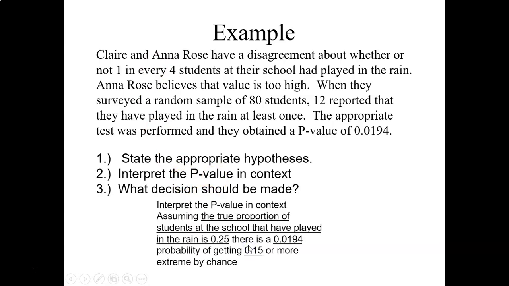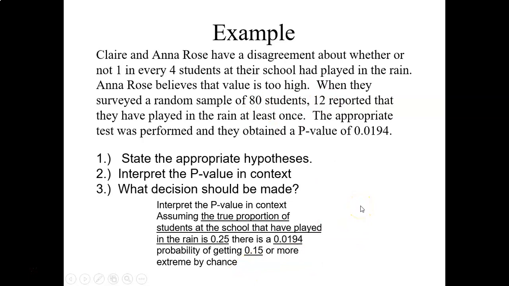Okay, what about our interpretation? Interpret the p-value. Assuming that the true proportion of students at the school that have played in the rain is 0.25, there is a 0.0194 probability of getting 0.15 or more extreme by chance. Where did this 0.15 come from? It came from our sample. When they surveyed a random sample of 80 students, 12 reported they had played in the rain at least once. So 12 out of 80 is 0.15.